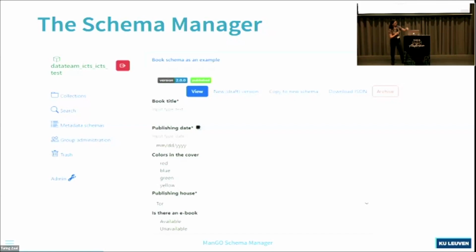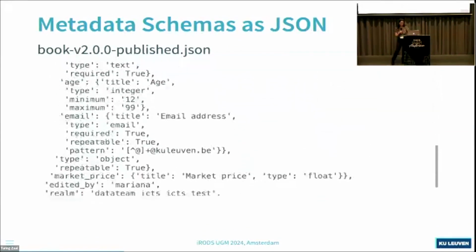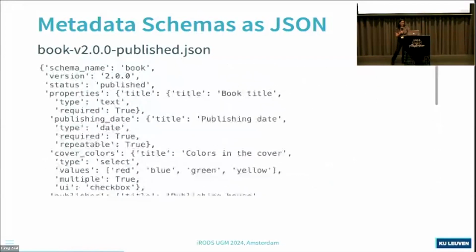So after you do this, you create a JSON like this based on a JSON schema that gives you the information of what is the name, the version of your schema, and what are the different items and what are the different requirements that you have for each of them. This is in a very readable format.